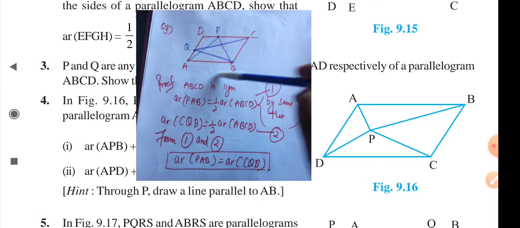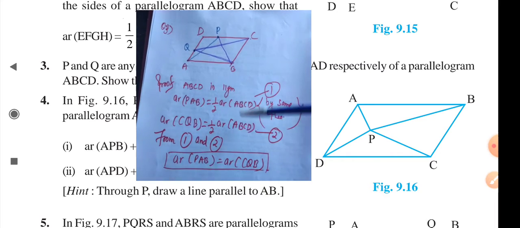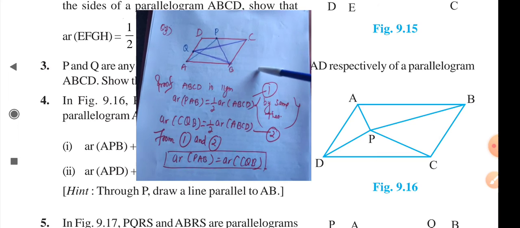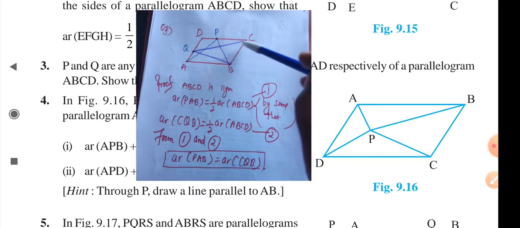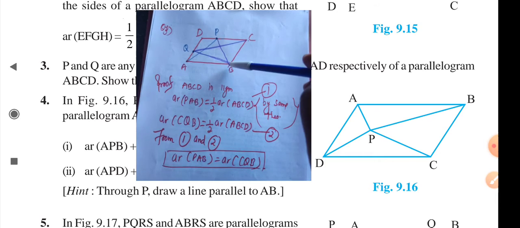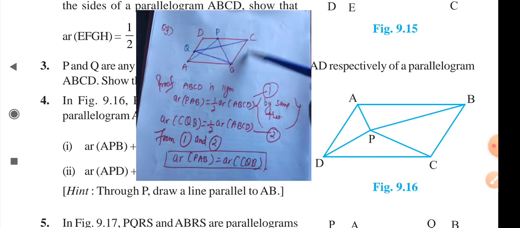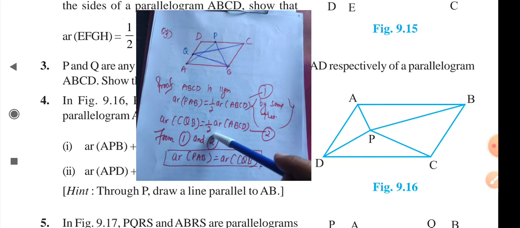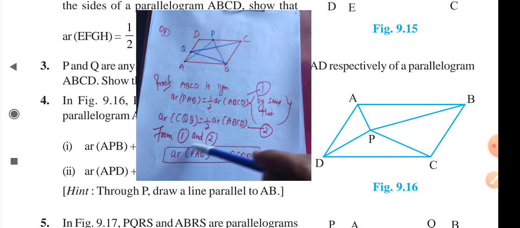Since we know that ABCD is a parallelogram, therefore the area of APB is equal to half of the area of ABCD. Why? Because these are lying on the same base, or you can say that by the above theorem, the same theorem which we have used in the previous question. Similarly, the area of BQC, since it is also lying between these two parallel lines and having the same base, therefore the area of BQC or CQB is equal to half of the area of ABCD again. You can see that the right hand sides are equal. So from equation 1 and 2, since the right hand sides are equal, therefore the left hand sides will also be equal to each other.